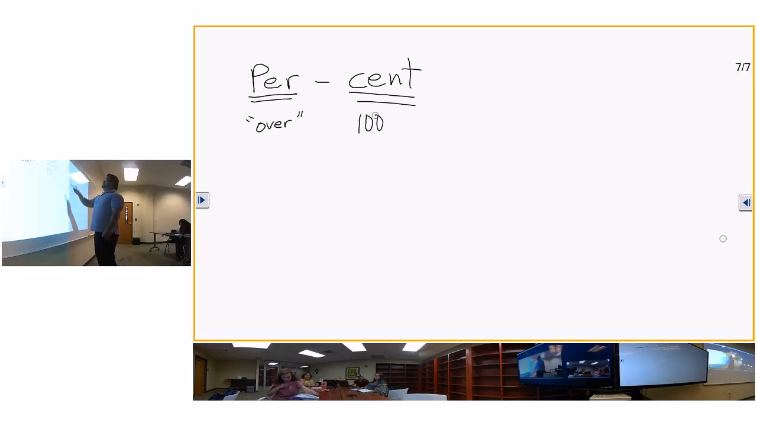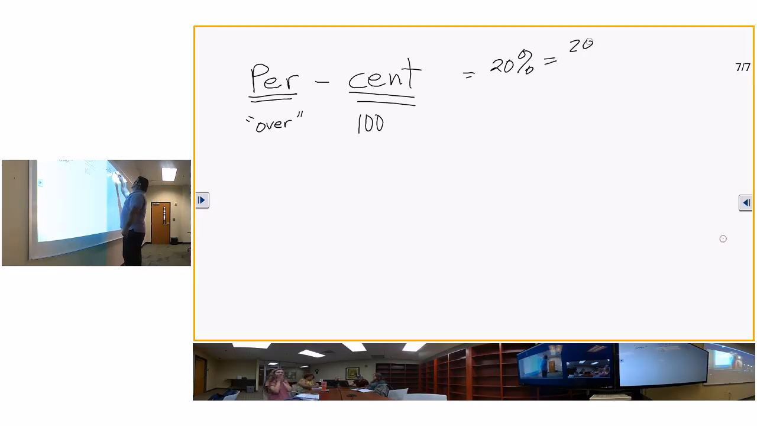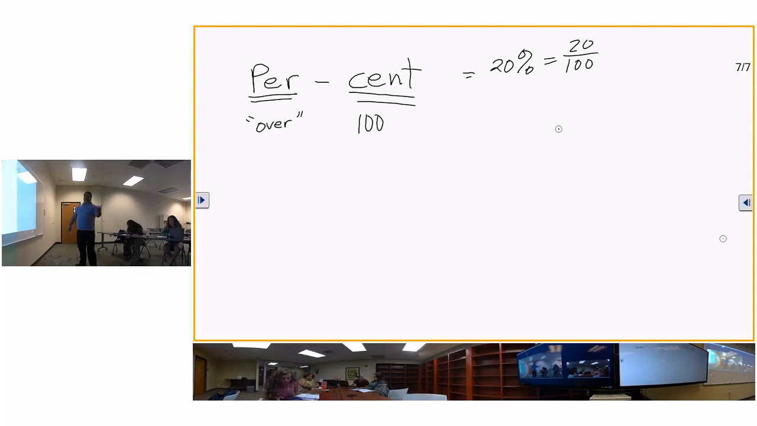100. So what is 20%? 20 over what? 100. And then what can you do with that fraction? You can reduce it or you can make it into a what? A decimal.